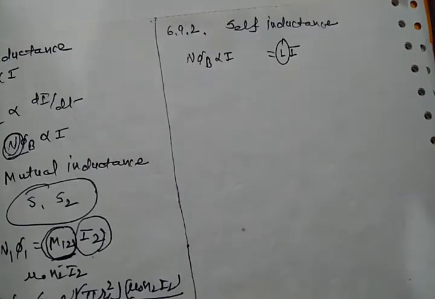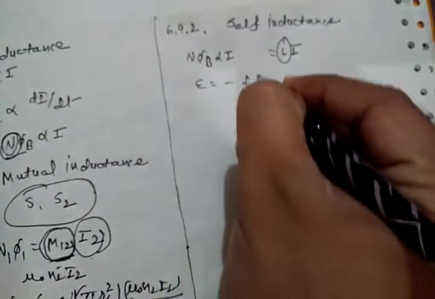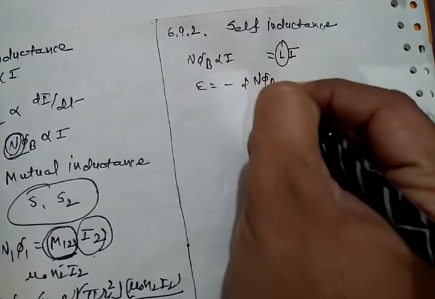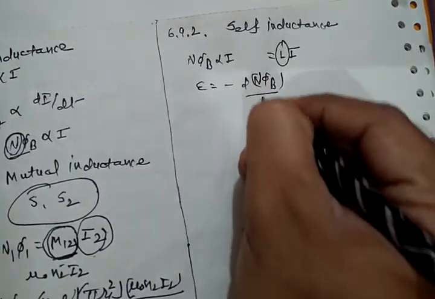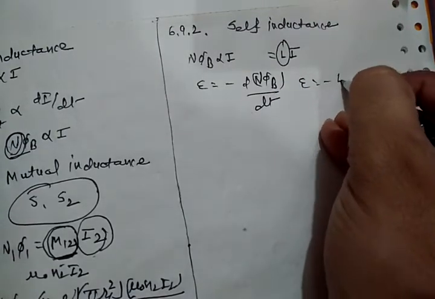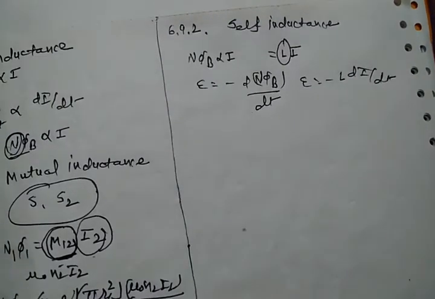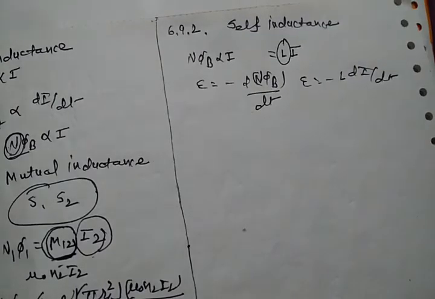Now when the current is varied, the flux linked with the coil also changes and an EMF is induced in the coil. So again, the equation EMF is equal to minus d(N phi B) upon dt, so E is equal to minus L di upon dt. The self induced EMF always opposes any change of the current in the coil.